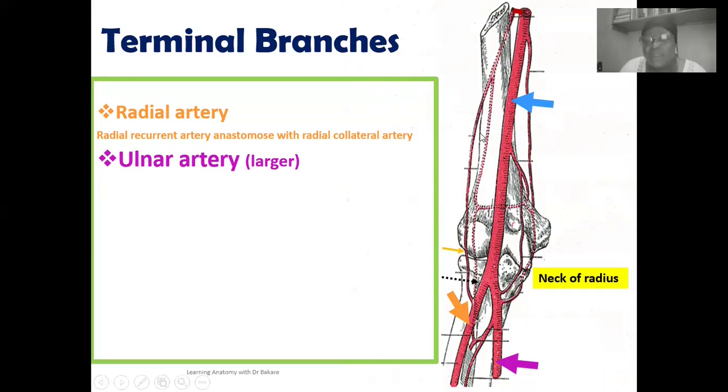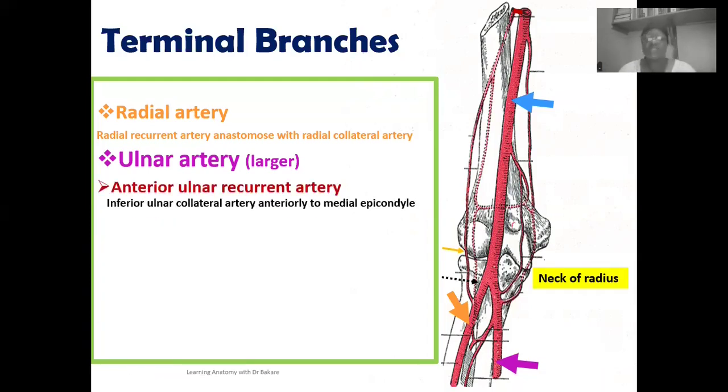Don't forget that we have the radial collateral artery here at this point where this arrow is pointing, which of course is one of the terminal branches of the deep brachial artery. It is this radial collateral artery that will descend inferiorly and meet with the radial recurrent artery to create anastomosis with it. Then if you go to the ulnar artery, the ulnar artery is seen to give off three branches.